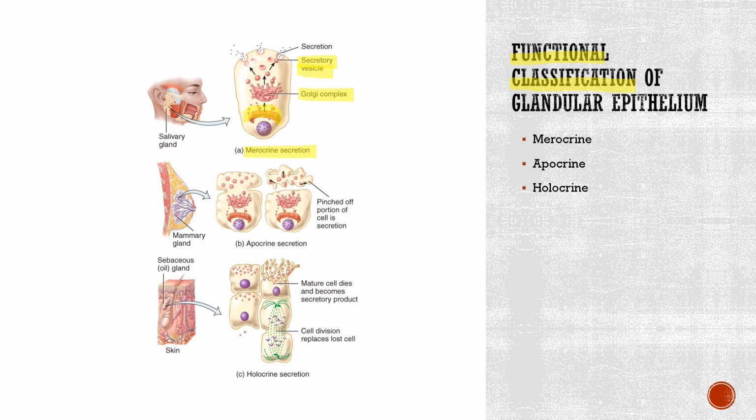Sweat glands and salivary glands are going to be this type of functional classification. So we'll put this here. Sweat glands, salivary glands. These are both going to be types of merocrine glands.